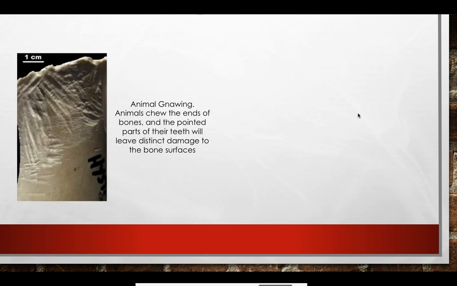All right, two more examples. So this one here is showing you some gnawing that may have happened from an animal. So animals tend to chew on the ends of bones, and the pointed parts of their teeth will leave distinct damage to the bone surfaces. So if a body was discovered and had been outside for quite a while, these may have shown that an animal had been near it.